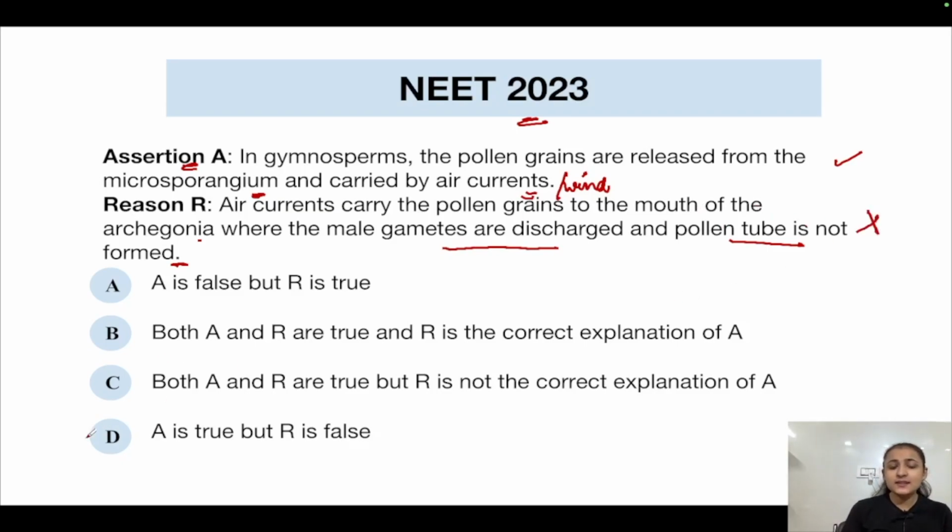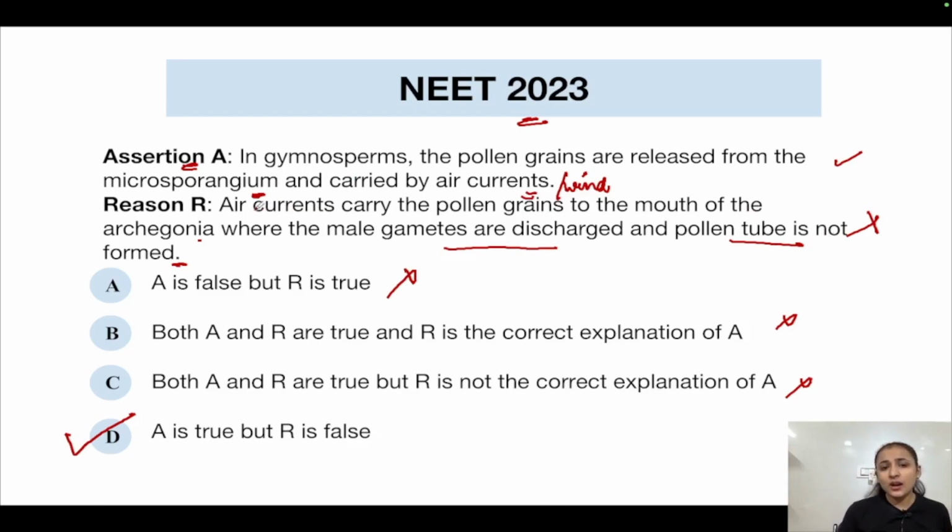The correct answer is option number D. Assertion is true but reason is false. ऑप्शन नंबर 1, 2 and 3 इनकरेक्ट हो जाते हैं. ये जो रीजन है, अगर यहाँ पे लिखा होता कि pollen tube is formed तो रीजन भी करेक्ट हो जाता. तो बेसिकली एक्सप्लेनेशन ये करेक्ट दे रहा है, बट ये स्टेटमेंट जो है वो फॉल्स है कंप्लीटली. ओके, सो रीजन कंप्लीटली ये फॉल्स ही हो जाता है.